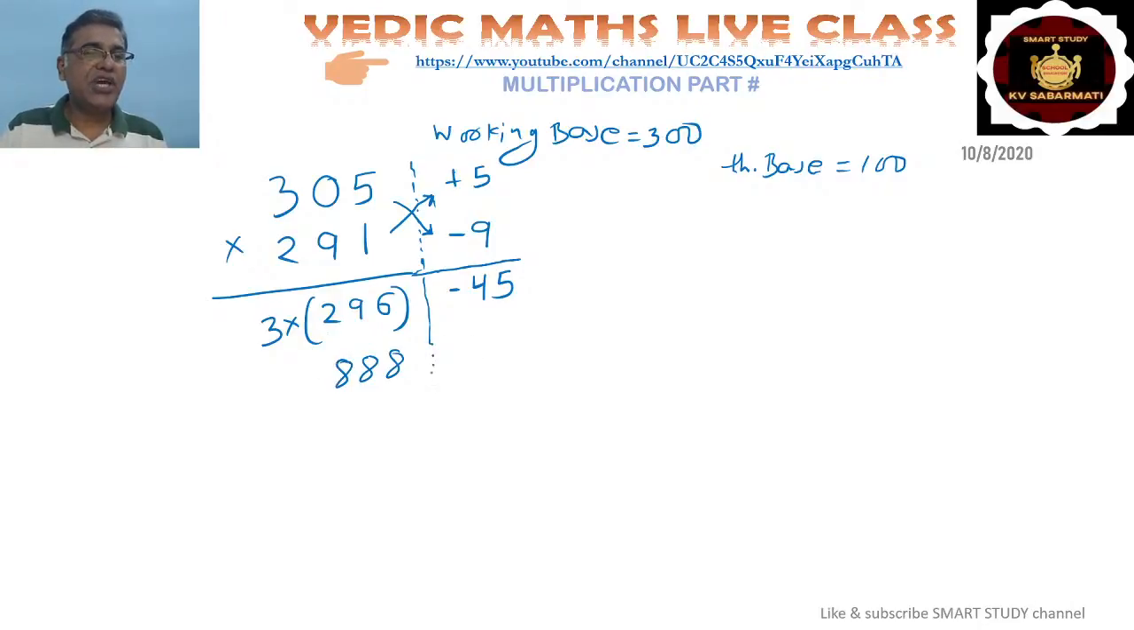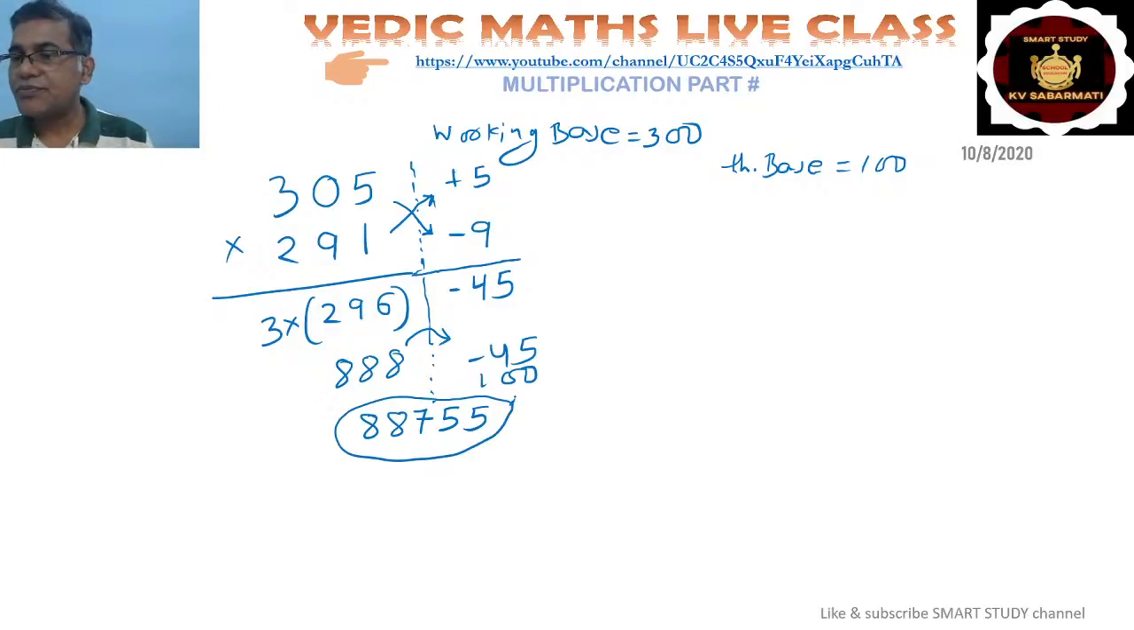And this side I have minus 45. After multiplying by 3, now you have to make it positive. If I take 1 to that side, the number will become 887, and that 1 will become 100 because our theoretical base is 100. So 100 minus 45 will be 55. So my answer is 88755. Okay, so this is our answer.